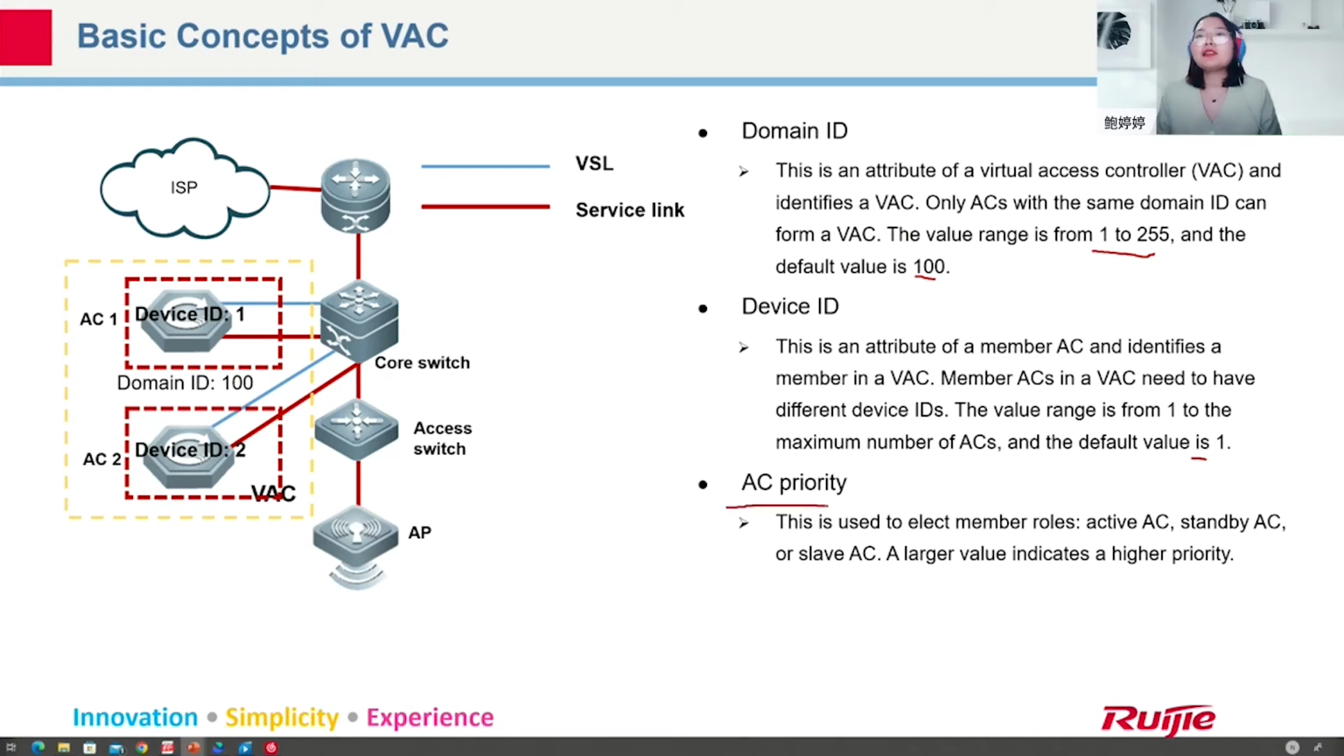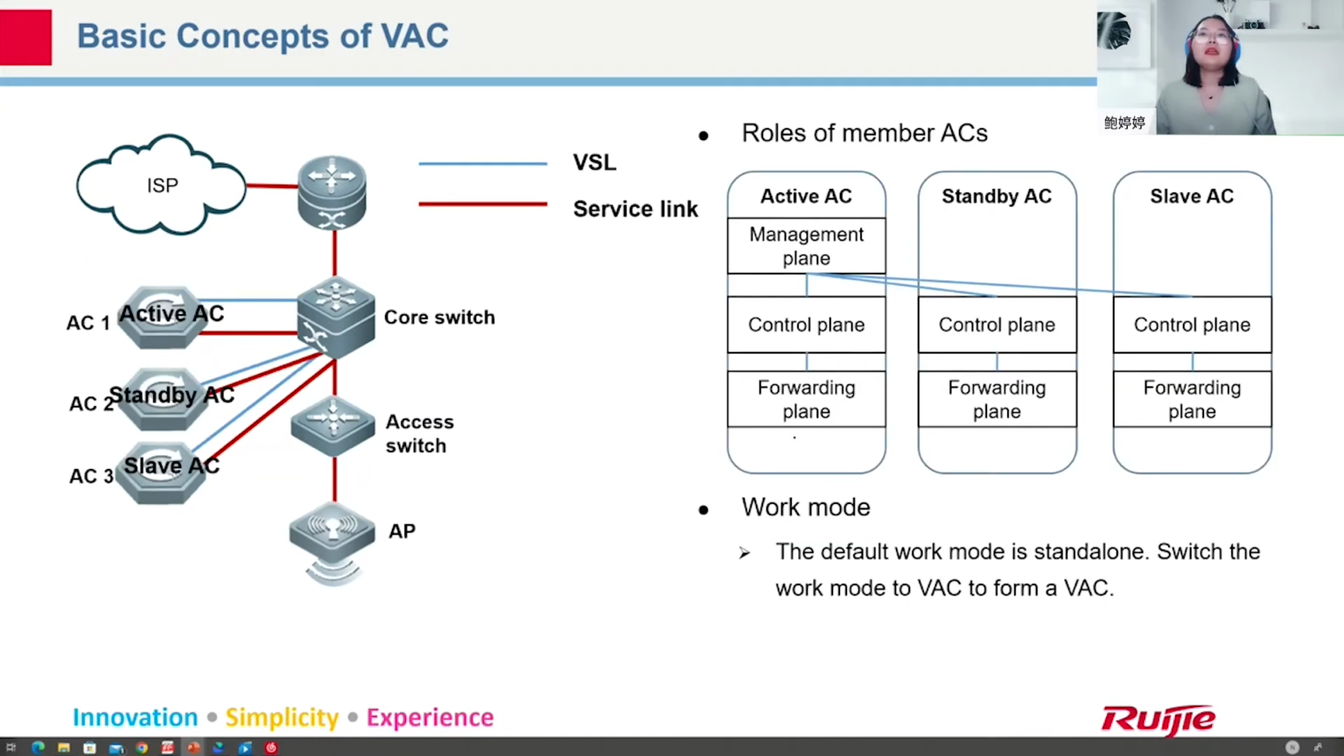Another one is the AC priority, because in the VAC we also have lots of roles: who is active, who is standby, something like this. To select the role, we compare the priority. The active AC will have the highest priority, then the standby, then the slave. So this is the basic. We have three roles: the active AC, the standby AC, and the slave AC.